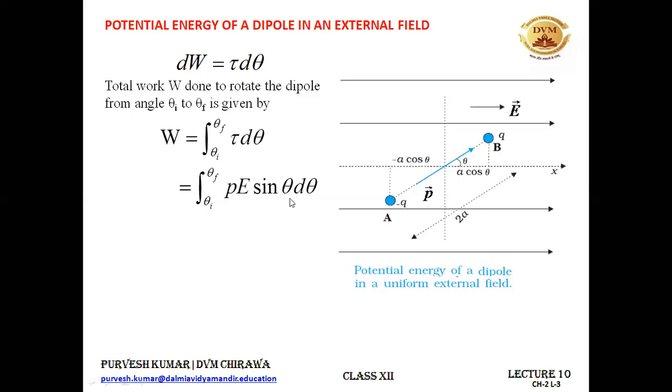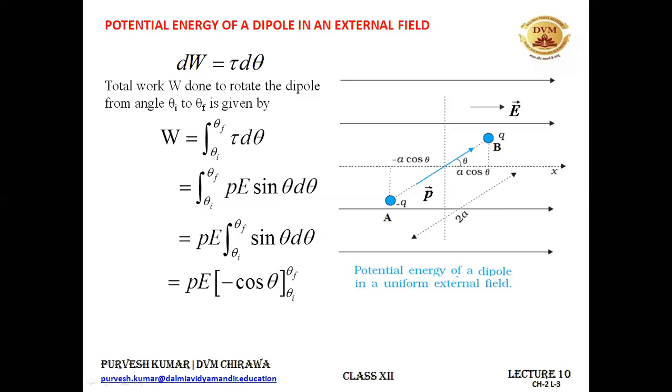So in place of this tau, you can write PE sine theta, which we obtained in the previous slide: the torque acting on a dipole placed in a uniform electric field is PE sine theta. Now, this P is constant, we know, and E is also uniform, so you can take them out of the integration. Then the integration of sine theta from theta I to theta f. The integration of sine theta is minus cos theta, and the limits are from theta I to theta f.